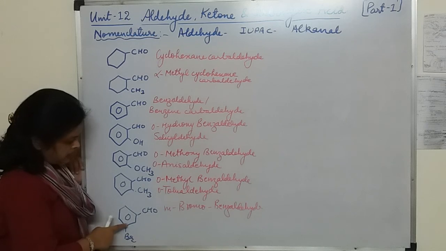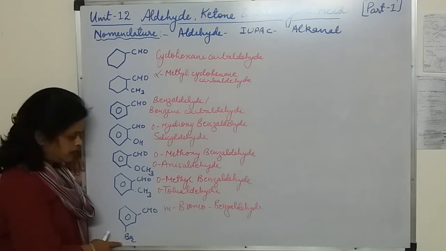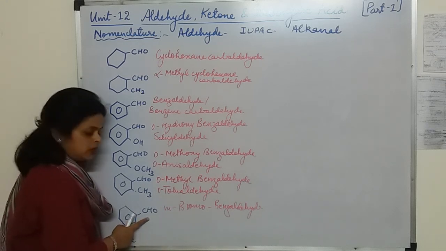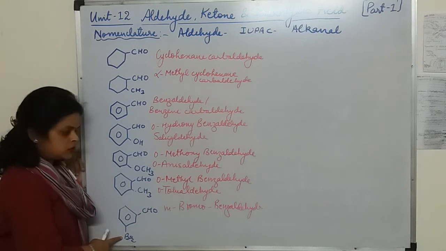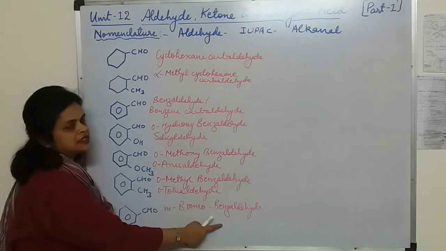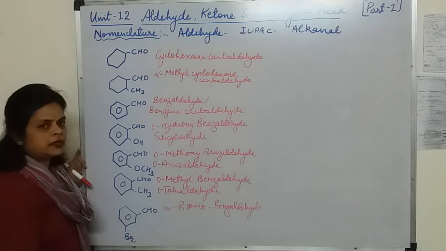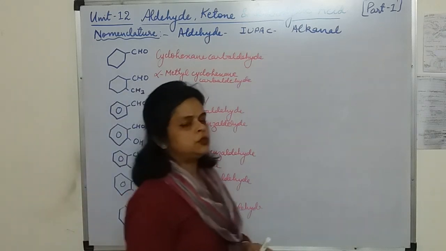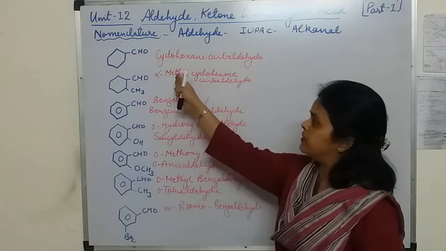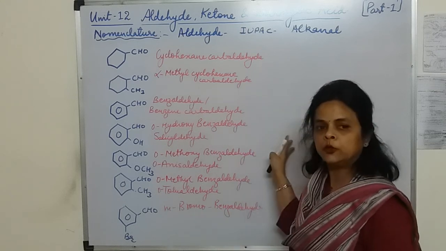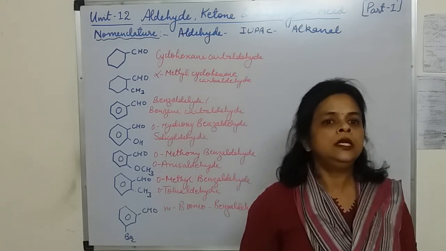Now the last one: the benzene ring has a Br group as well as a CHO group. So here the meta position is used, so meta-bromo benzaldehyde. Students, when you use common names, you use ortho, meta, para or alpha, beta. But when you write the IUPAC name, you will simply use numbers.